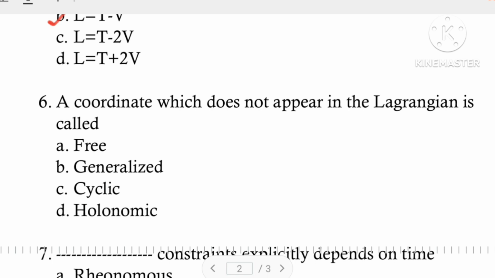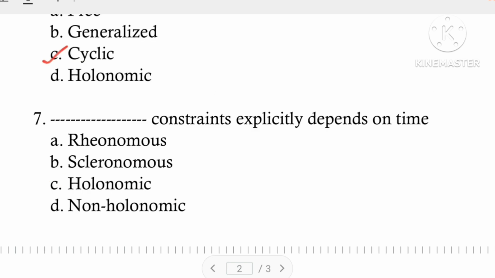Question number 6. A coordinate which does not appear in the Lagrangian is called, options: free, generalized, cyclic, holonomic. The answer is option C, cyclic. Question number 7. Dash constraints explicitly depend on time. Options: Rheonomous, Scleronomous, holonomic, non-holonomic. The constraints which explicitly depend on time are called Rheonomous constraints.